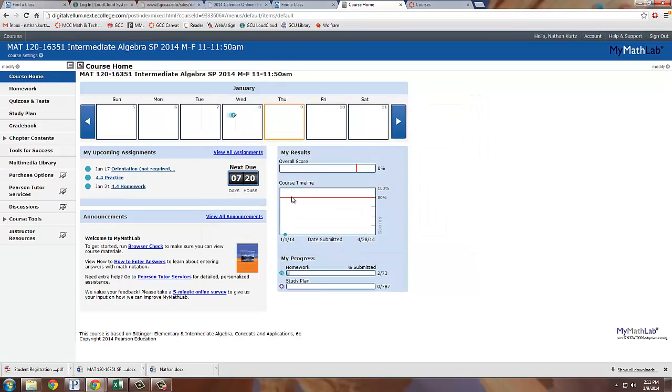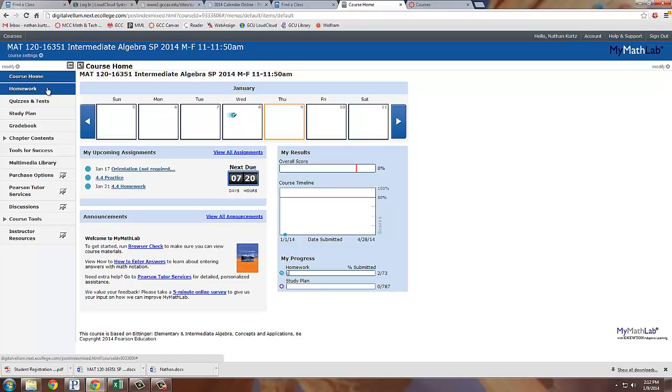After you've done this browser check, once and only once, you're set to go for the entire semester. Primarily, the only button that you're going to be using over here on the left is the homework. You might want to go to the gradebook to see what your options are, or the multimedia library if you miss a day or need extra resources. Tools for success, sometimes you might use, but very, very rarely. So the primary ones you're going to see here are homework, multimedia library, and the gradebook. The other ones you're not going to use nearly as much.